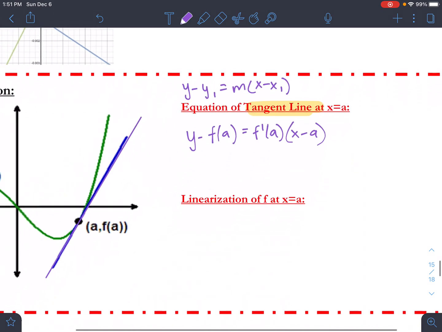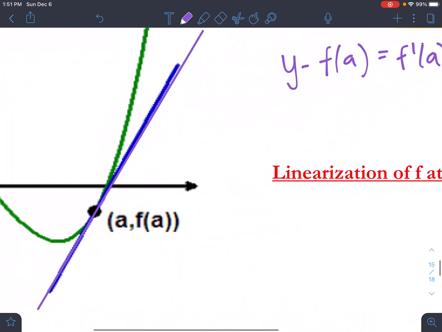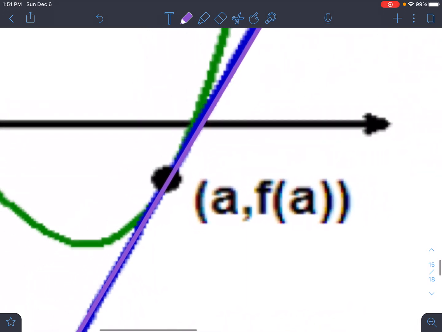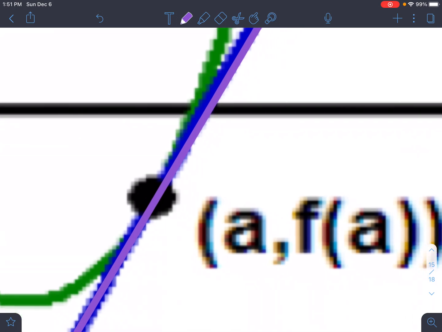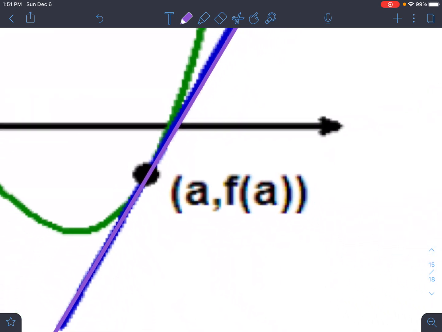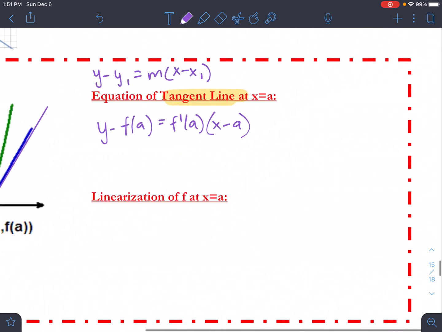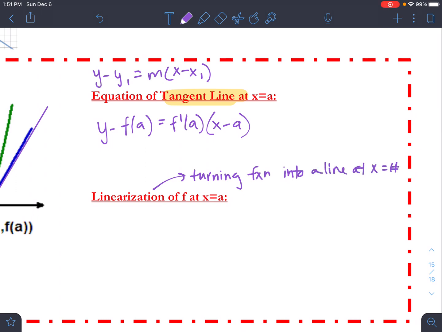Linearization is pretty much taking this green. If you were to zoom in really far to the green and blue, looking at just this space, you wouldn't be able to tell any difference between the green and the blue functions. They'd be exactly overlapping, because even though the green has a curve to it, if we zoomed in super far, which Notability doesn't do a super good job of, it would basically look like a line to us. They would look exactly the same. So linearization is just the idea of turning a function into a line at x equals whatever value.